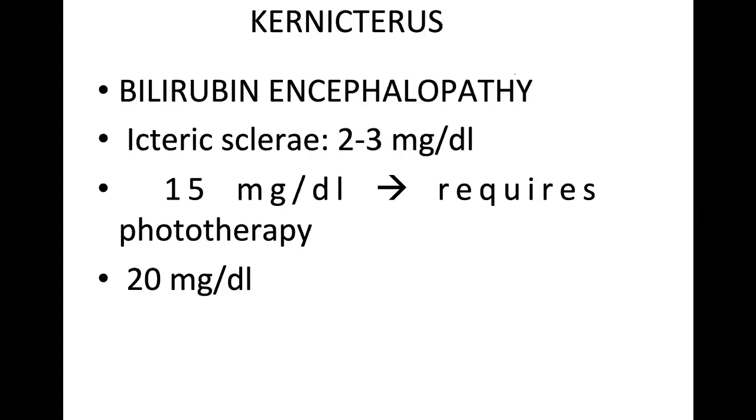Now, for you to have icteric sclerae, or the yellow eyes, bilirubin levels should be 2 to 3 milligrams per dL. Once you have bilirubin levels as high as 15 milligrams per dL, you will now require phototherapy or photoisomerization. Once it's 20 milligrams per dL or more, then this is already kernicterus. You can have seizures, decreased sensorium, lethargy, and you can even slip into a coma.